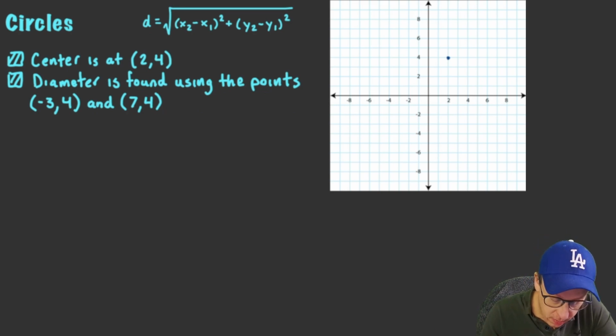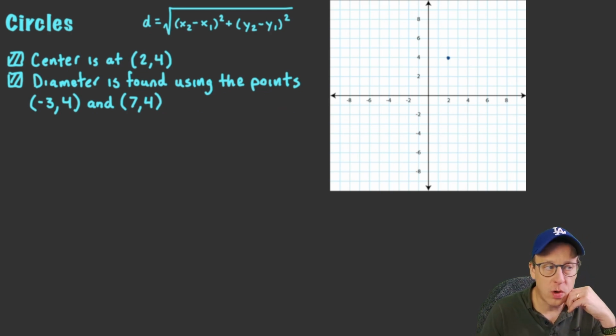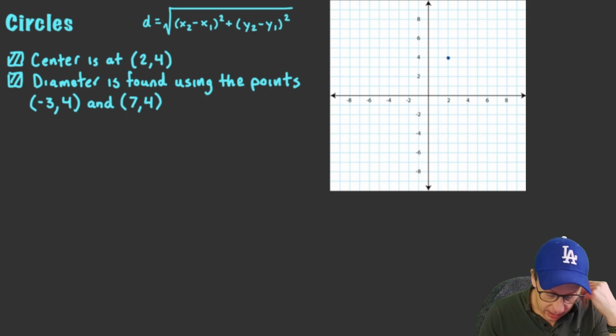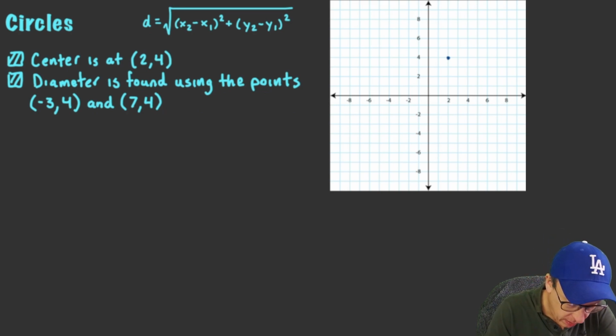Okay, so now that we have that, I'm going to get another color. We have a center at 2, 4, and we plotted it out here on our coordinate plane. So what we would like to do is be able to find our diameter. And you can see here an example of the formula that we can use to figure that out.